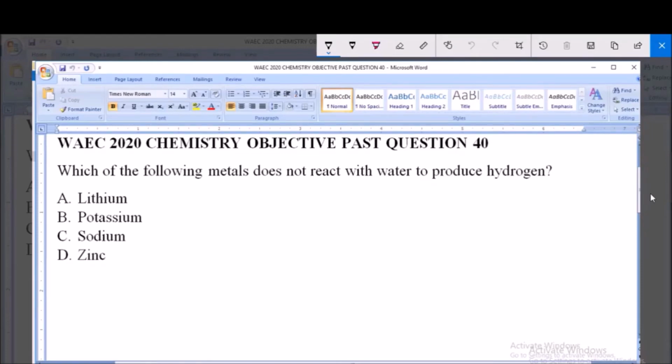Which of the following metals does not react with water to produce hydrogen? A. Lithium, B. Potassium, C. Sodium, D. Zinc. So we're looking at metals' reaction with cold water, or with water in general, and we're asked which one does not react with water to produce hydrogen. So let's take a look at how each of these options reacts with water.